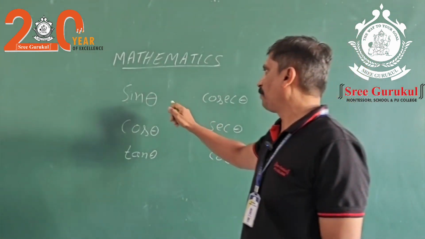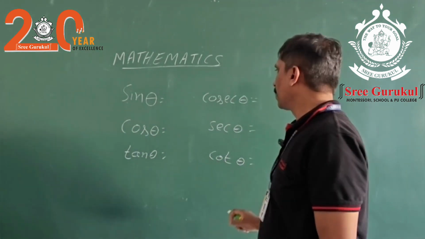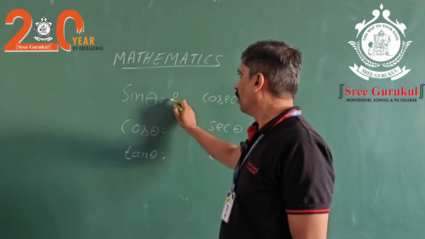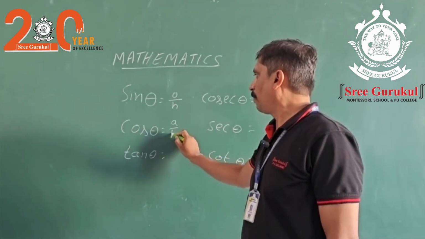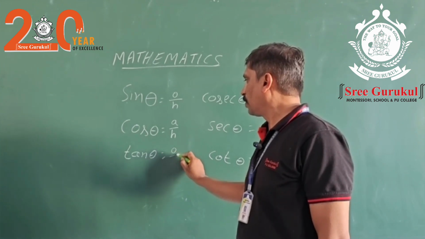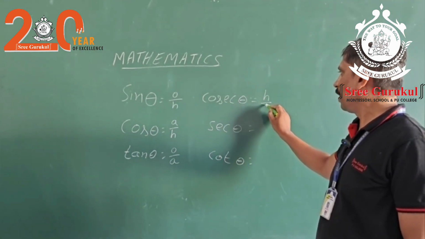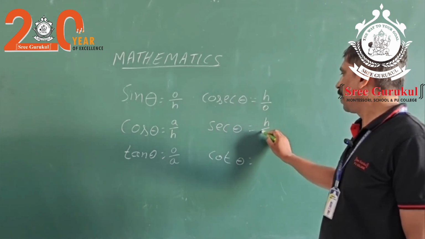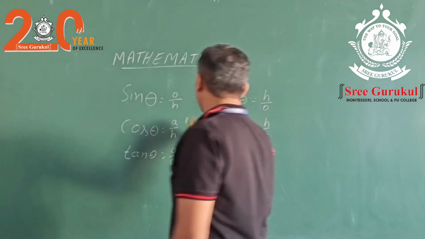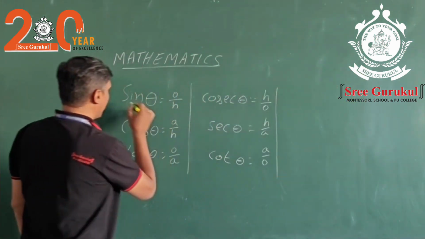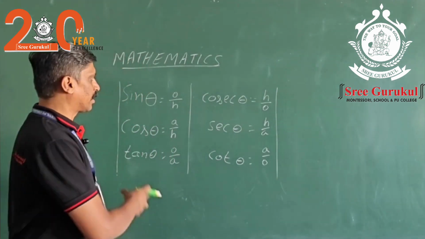So all of you know about these basic formulas. What are the basic formulas? Sine theta is opposite by hypotenuse. Cos theta is adjacent by hypotenuse. Tan theta is opposite by adjacent. Next, similarly, cosecant is hypotenuse by opposite. Secant is hypotenuse by adjacent. Cotangent is adjacent by opposite. So these are the main 6 trigonometric ratios. The definitions of the 6 trigonometric functions are like that.